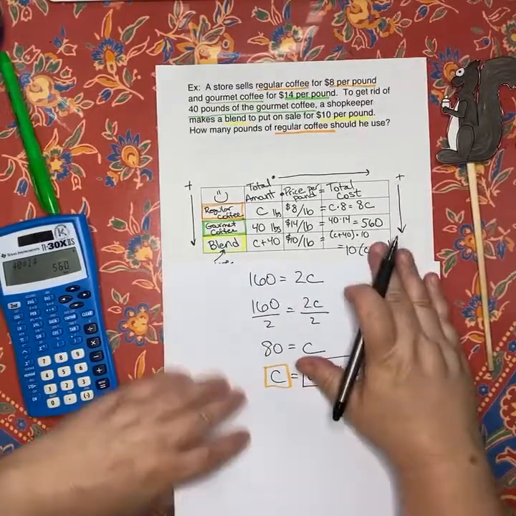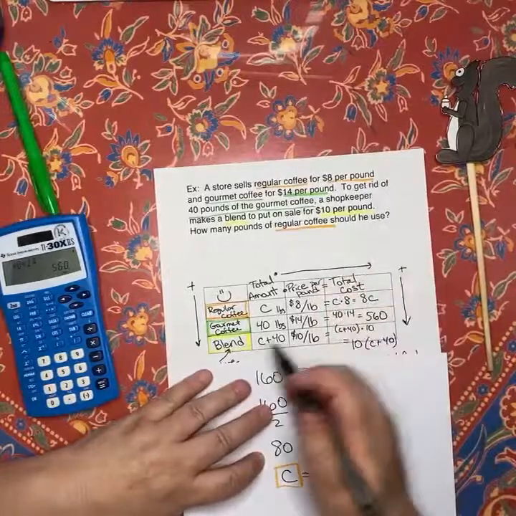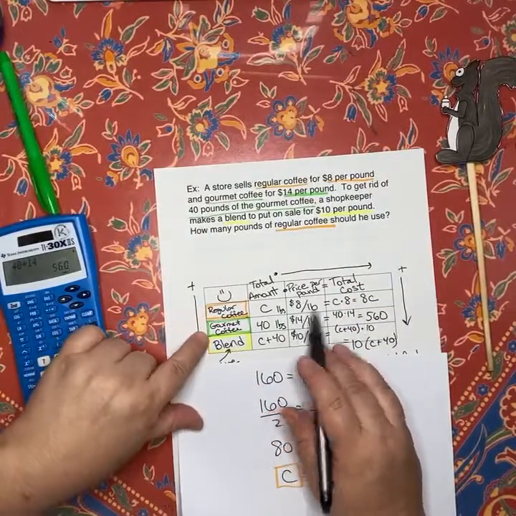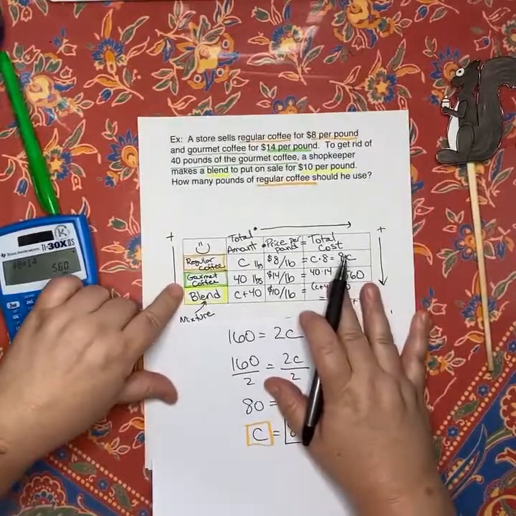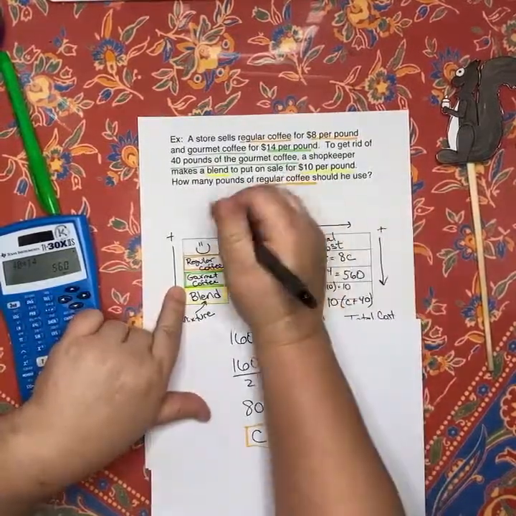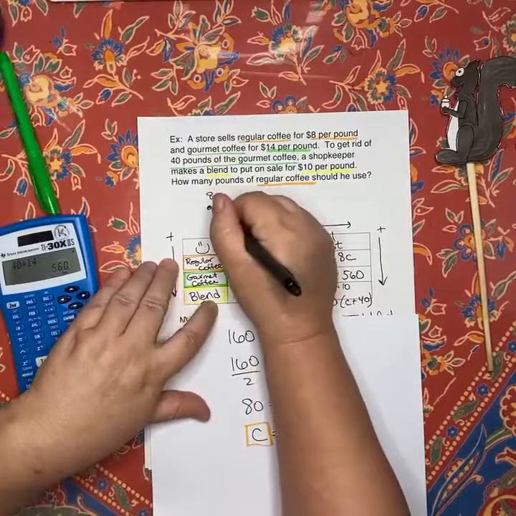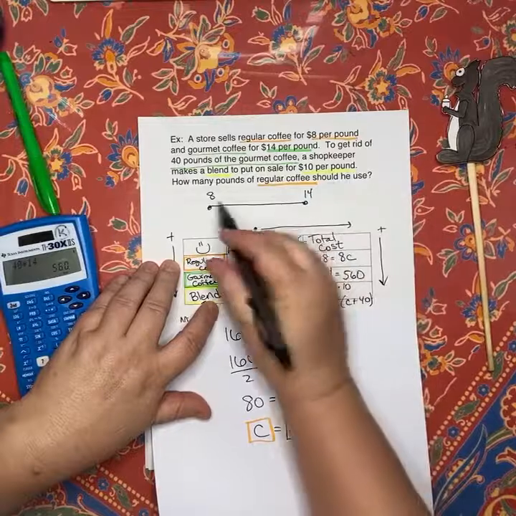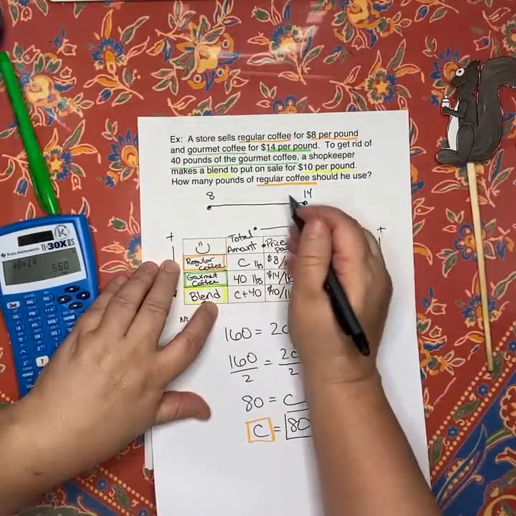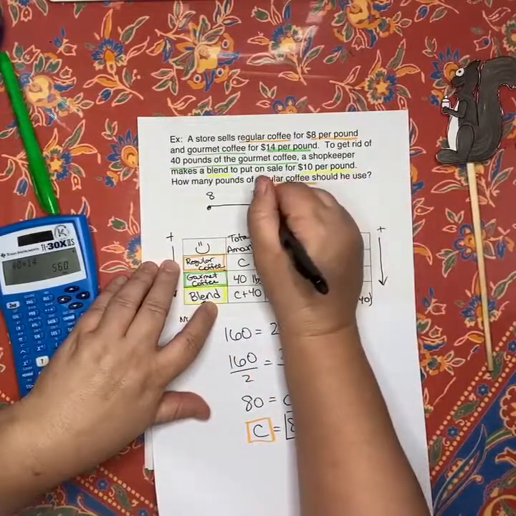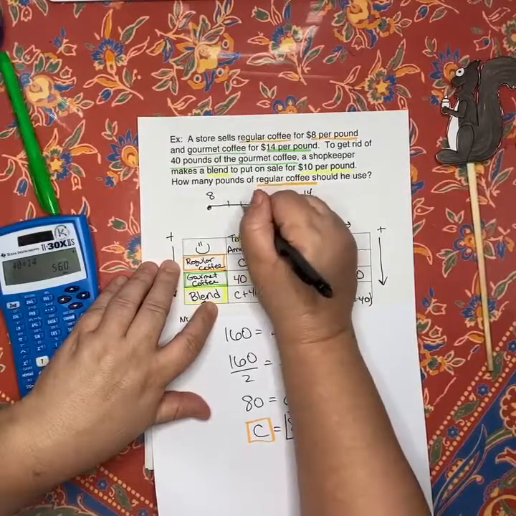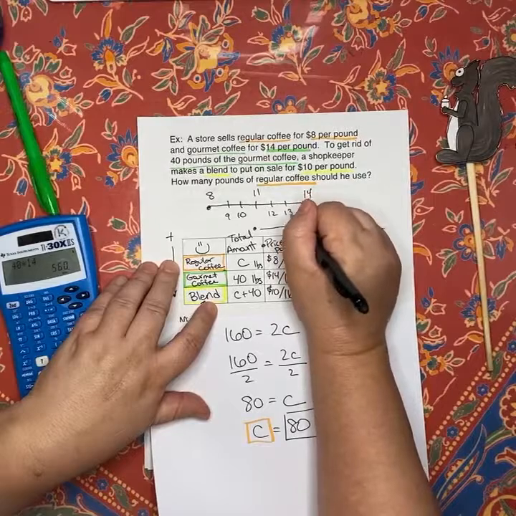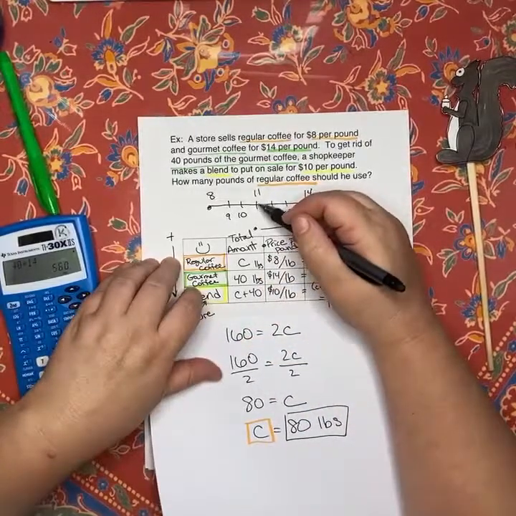Now, can we do the same thing we did with the previous problem? Let's take a look. So if I have this, the regular coffee is 8 and the gourmet coffee is 14. Sorry, it's as straight as I get today. I'm going to start at 8 and I'm going to go to 14. So let's see, halfway in between is going to be, believe it or not, 11. 9, 10, 11, 12, 13. So halfway is 11.